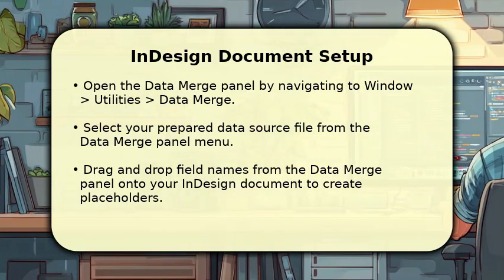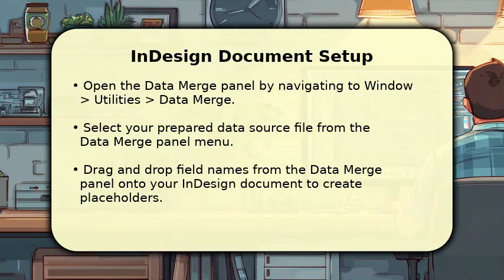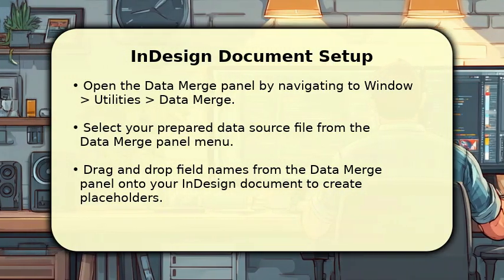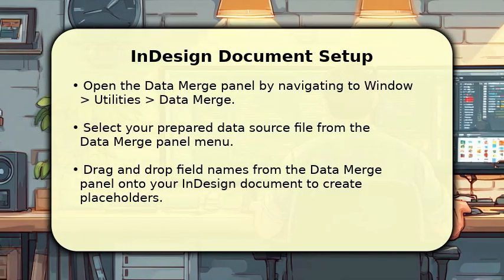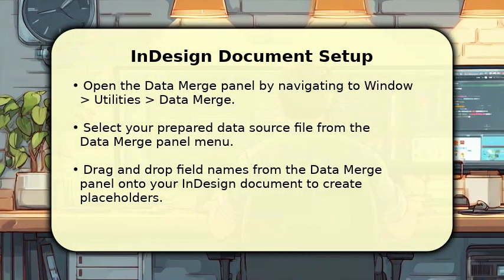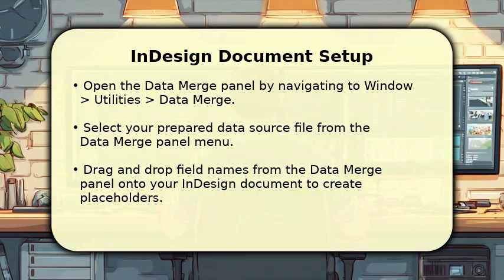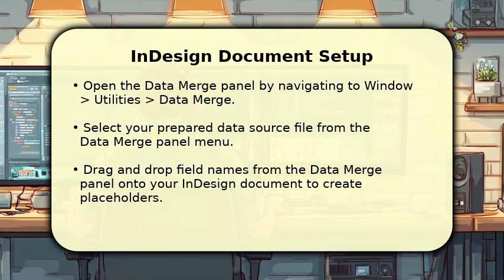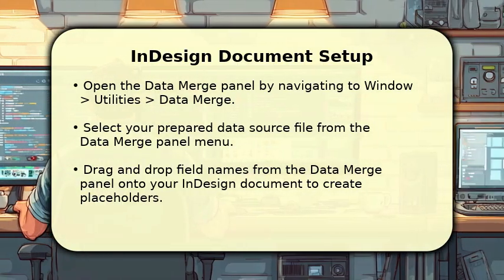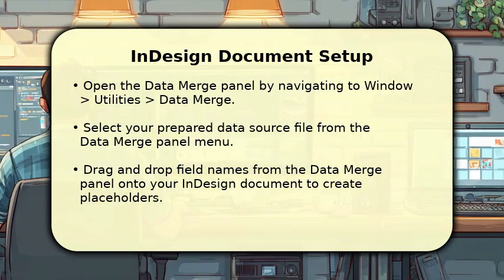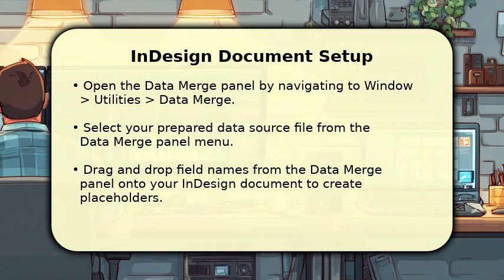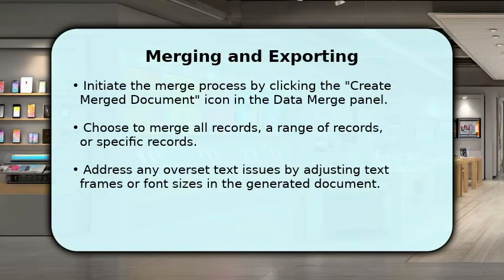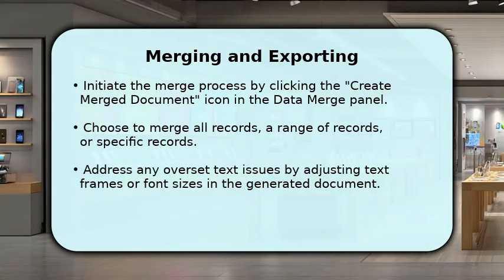Now, let's set up your InDesign document. Open the Data Merge panel from the Window menu, then select your prepared data source. You'll see your field names listed. Simply drag and drop these fields onto your InDesign page to create placeholders. You can format these placeholders just like any other text, adjusting fonts, sizes, and colors. Use the Preview option in the Data Merge panel to cycle through your data records and ensure everything looks perfect before the final merge.